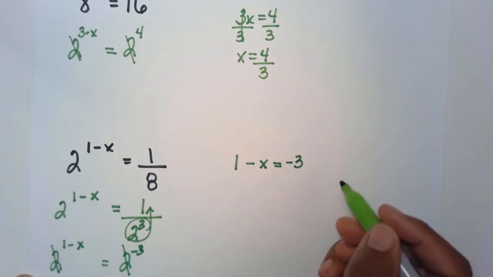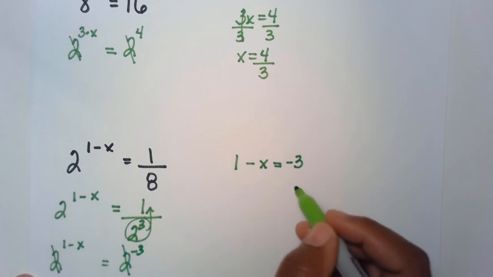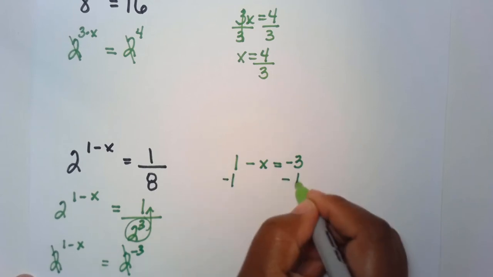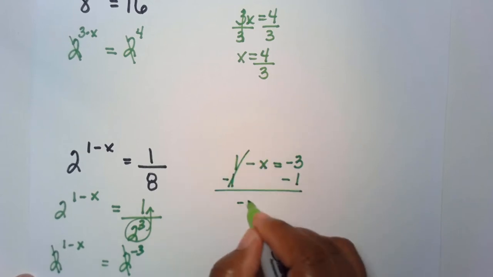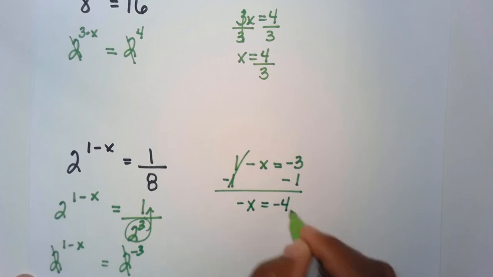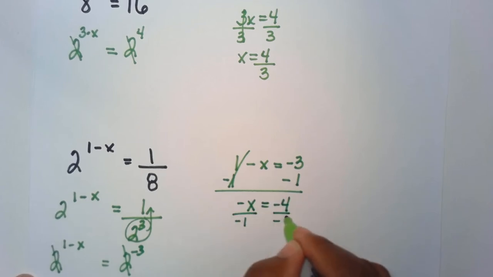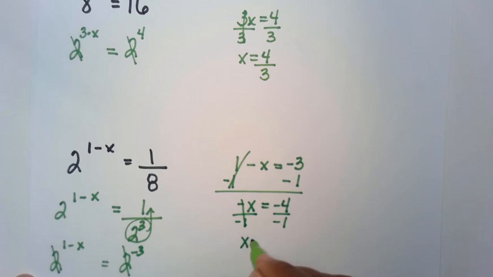Okay, and solve for x. We're going to subtract 1 from both sides. We have negative x is equal to negative 4. Then divide by negative 1, and we have x is equal to positive 4. So that will be our solution.